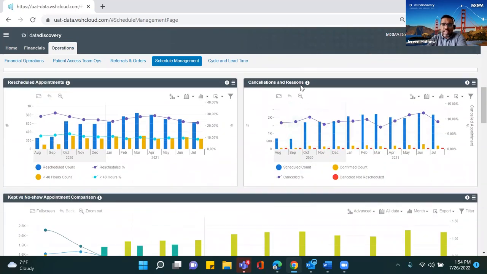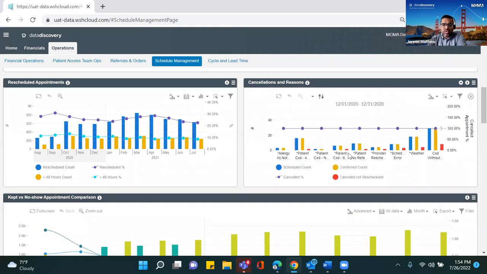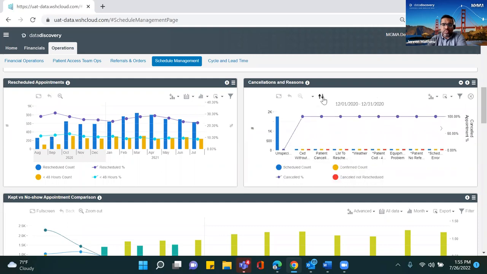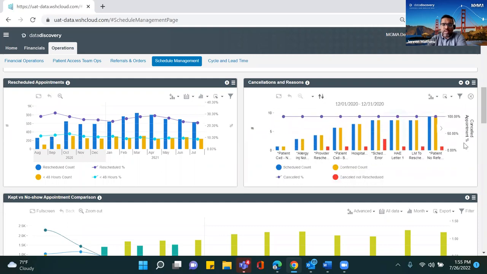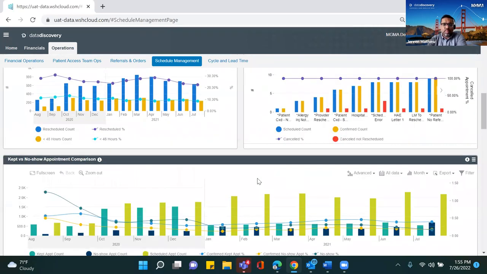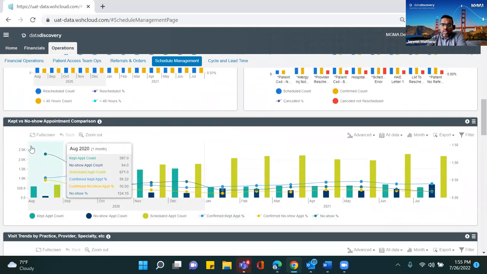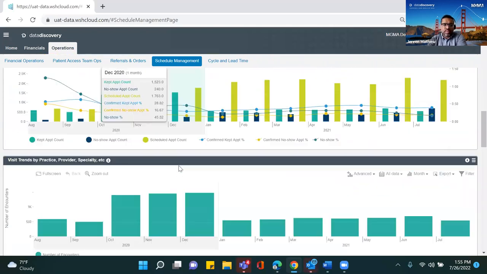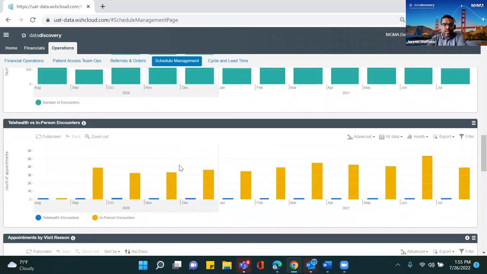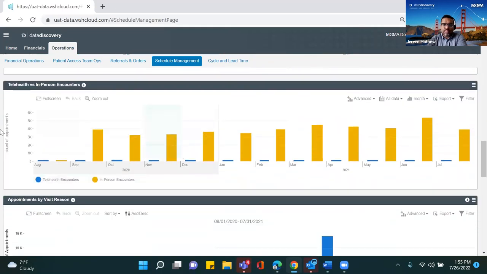We give you details of the cancellations. By clicking in here, you get into the cancellation reasons that you logged, so you know what your number one cancellation reason is within a few clicks, and it allows you to take care of that problem. We spoke a little about the no-show and cancellation pieces already. We also do some telehealth comparison: how many patients came through telehealth versus in-person.